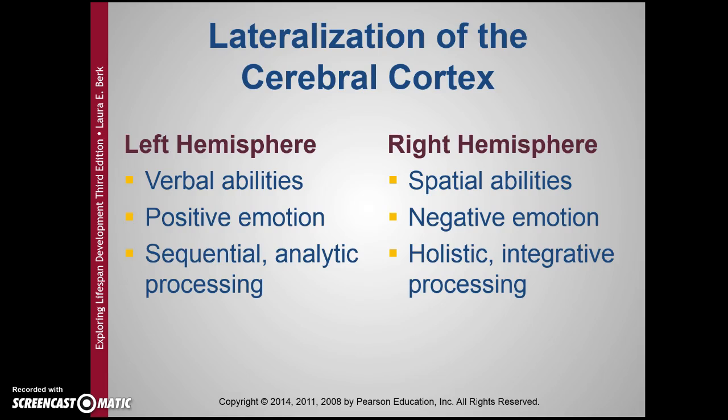I will let you read through this stuff. One area you do want to understand is left hemisphere and right hemisphere. In the right hemisphere, this impacts the child's spatial abilities, negative emotions, and global or entire picture type processing, whereas the left hemisphere impacts the child's verbal abilities, their positive feelings, positive emotions, and then sequential or analytical processing.